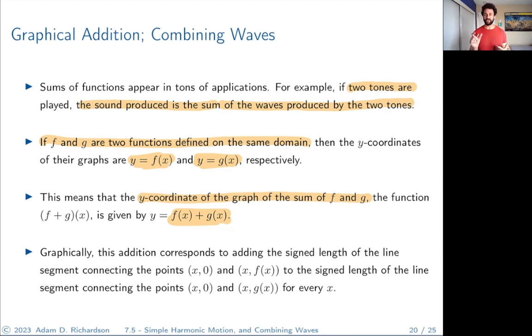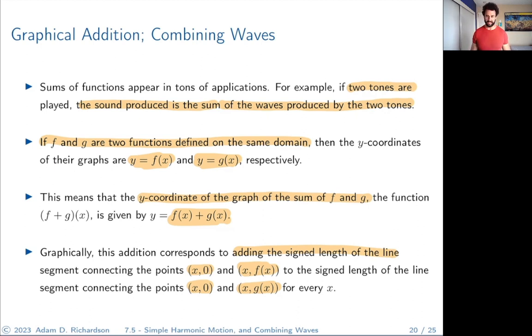But if you haven't done this graphically, you're about to learn something pretty cool. So graphically, what this addition corresponds to is adding the signed length of the line segment connecting the points (x, 0) and (x, f(x)) to the signed length of the segment connecting the points (x, 0) and (x, g(x)) for every single x. And we're going to do an example in just a minute.